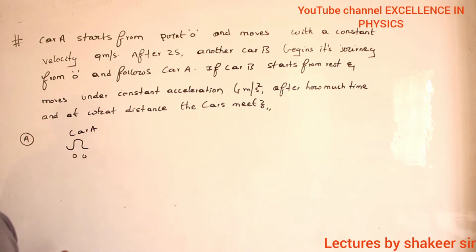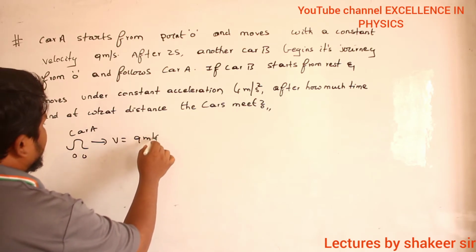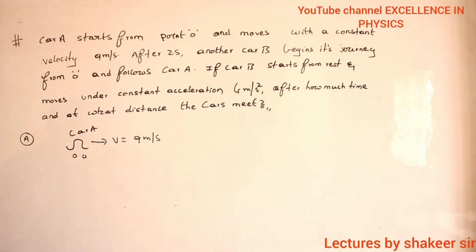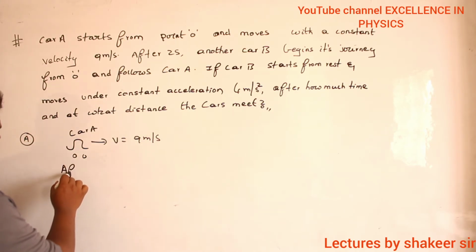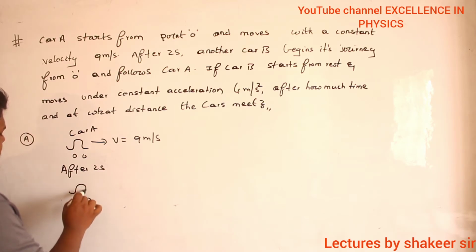And it is moving with a constant velocity. So what is the velocity of the car? 9 meter per second. Clear? So it is continuing its motion. Then after 2 seconds, another car has started. That's the given condition.